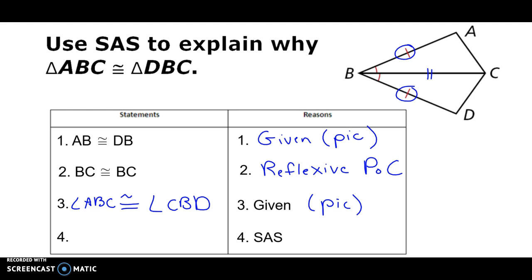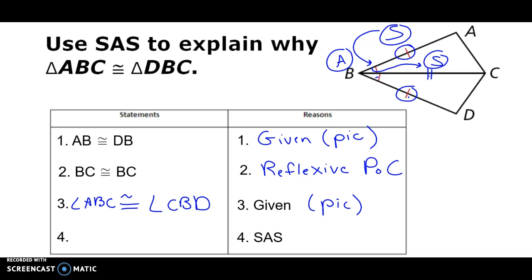Now separate out the 2 triangles. Look at the top triangle. How many things do I know? 2, 3. I know the top side. That's a side, right? I know the very next angle, and then I know this side in the middle. So in the top triangle, we have SAS, and that matches the bottom triangle that's also SAS, right?